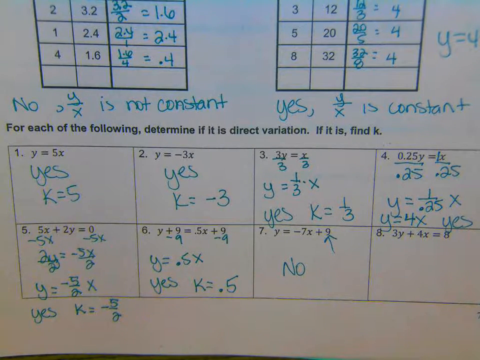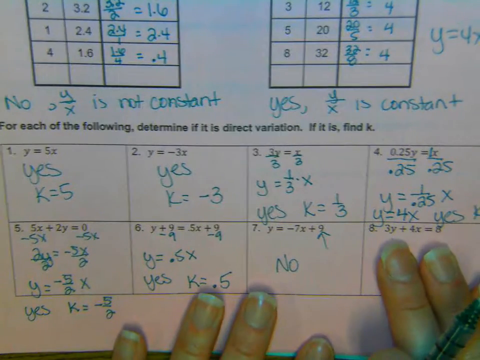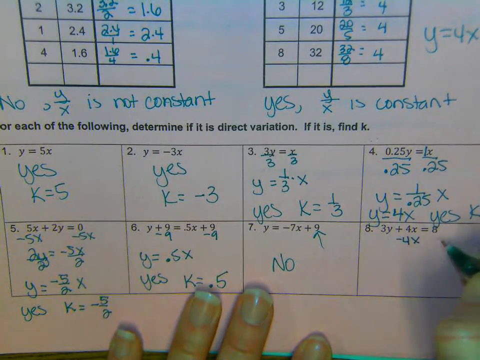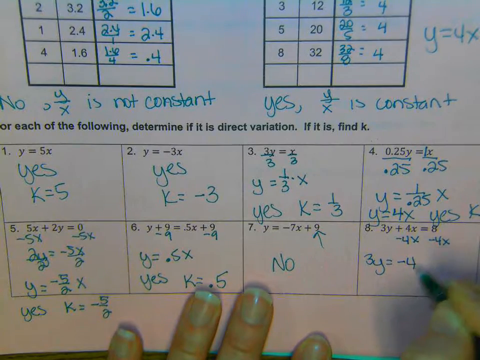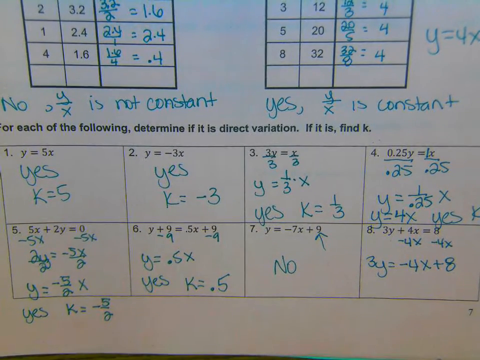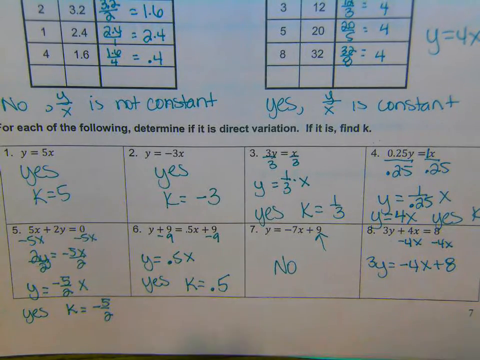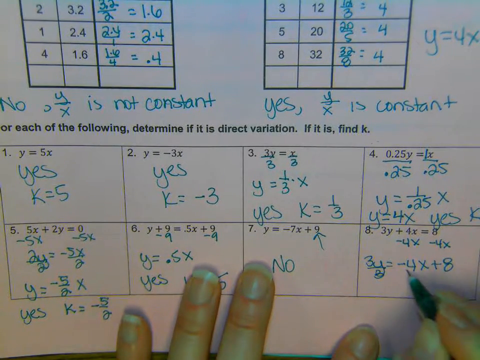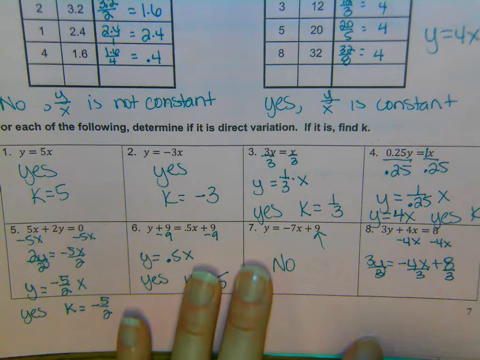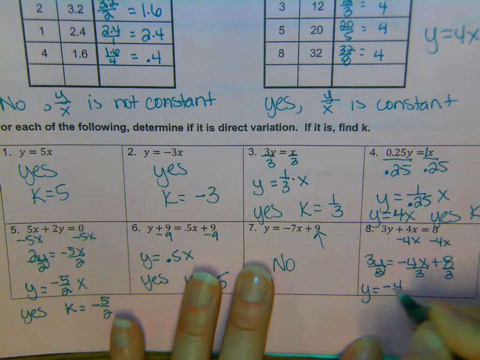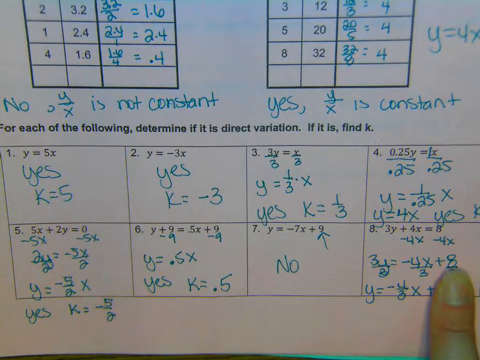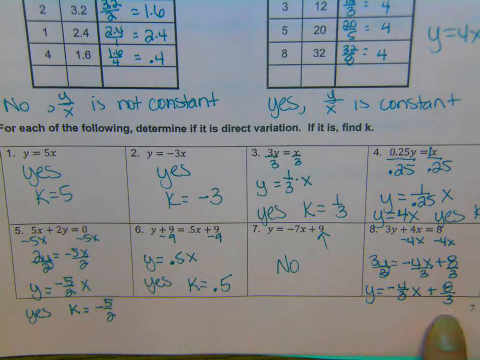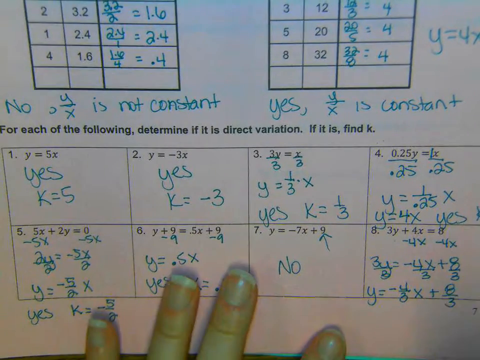Okay. Let's solve for y. What should we do first? Subtract 4x. So I have 3y equals, I'm going to write this as negative 4x plus 8. You could write 8 minus 4x if you wanted. Now I divide everything by 3. Y equals negative 4 thirds x plus 8 thirds. If this wasn't here, it would be, but direct variation has to go through 0, 0, so this is a no.